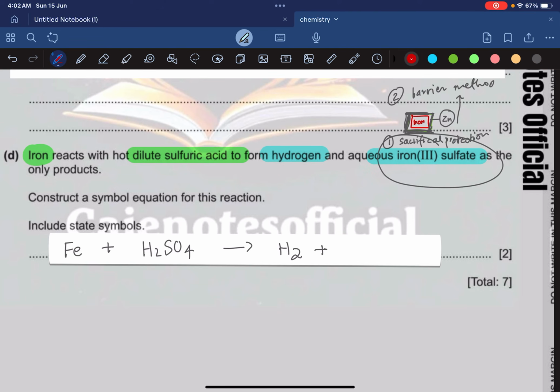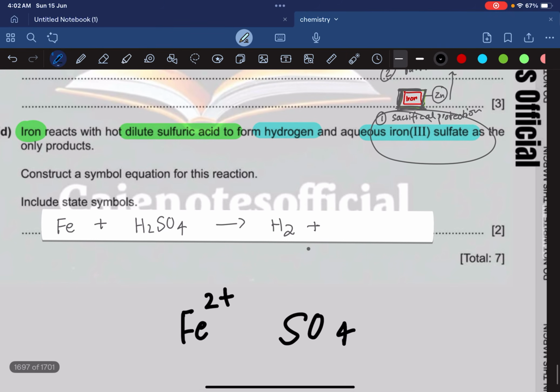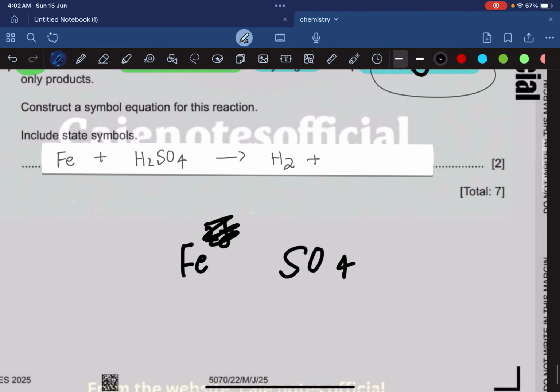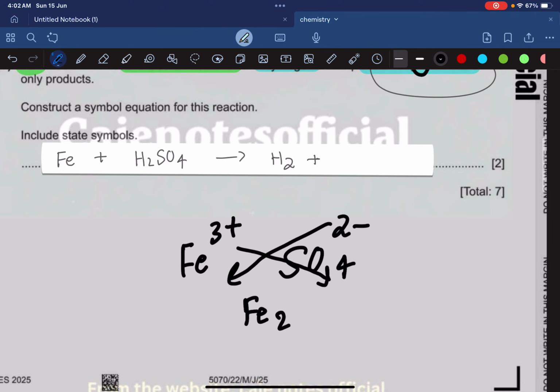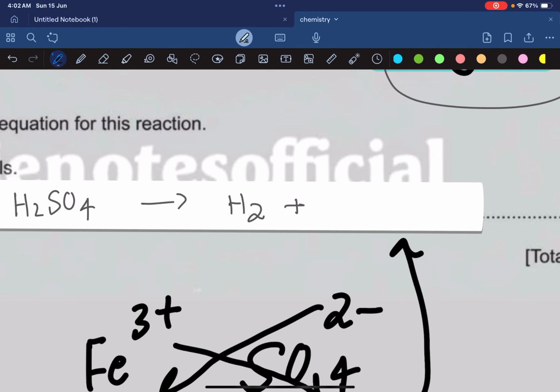Okay, I know this must be confusing for you guys, writing the formula of iron 3 sulfate. Iron is Fe with a 3 plus charge, and sulfate is SO4 with 2 negative. So the charges cross over, and it becomes Fe2 (SO4)3. Okay, I know many of you must have done this wrong, because it is Fe2(SO4)3. So that's how you write iron sulfate.